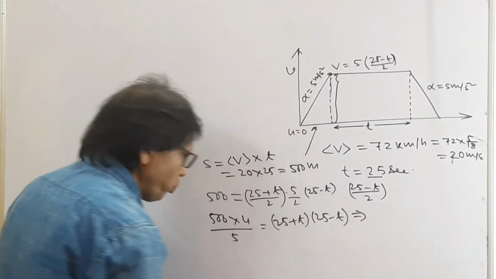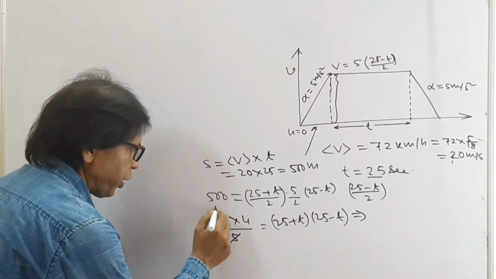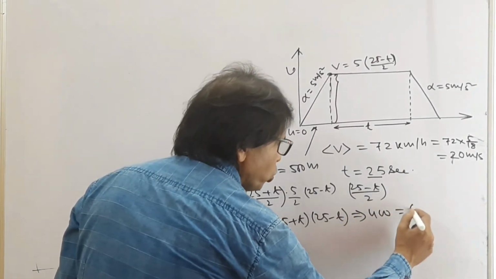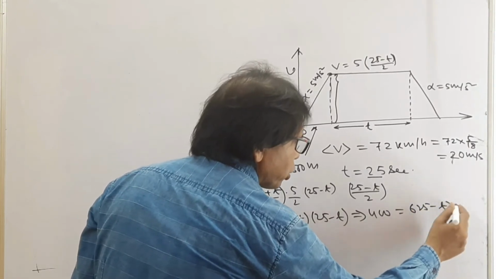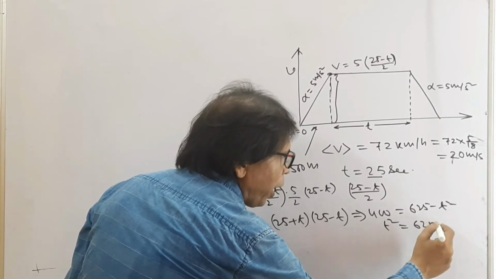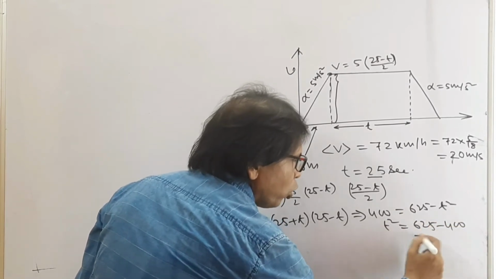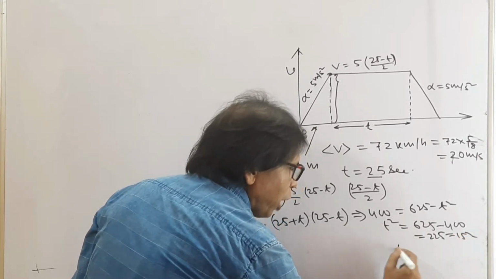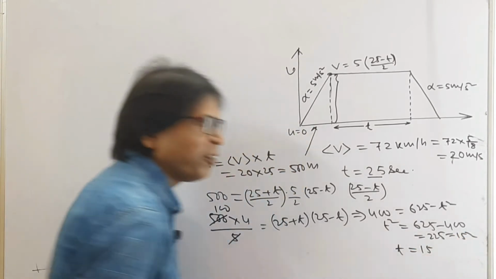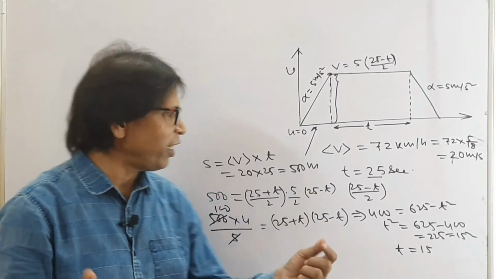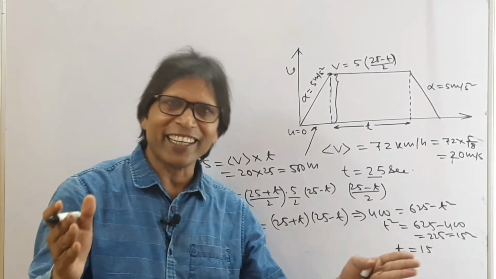From this relation, 400 equals 625 minus t square. So t square equals 625 minus 400, which is 225, that is 15 square. Therefore t equals 15. So the required time for uniform motion is 15 seconds.